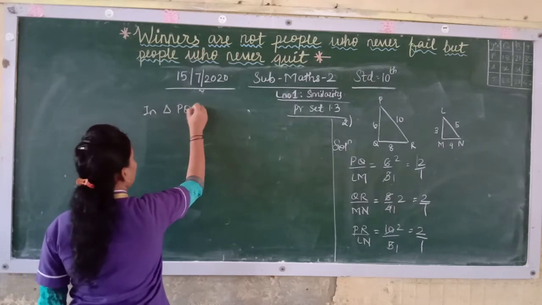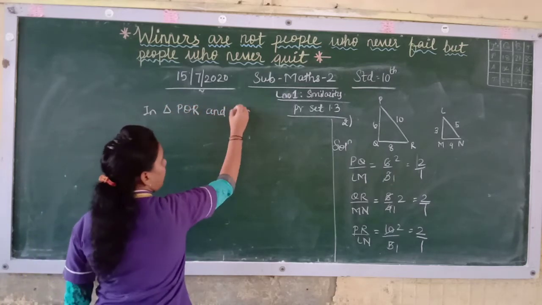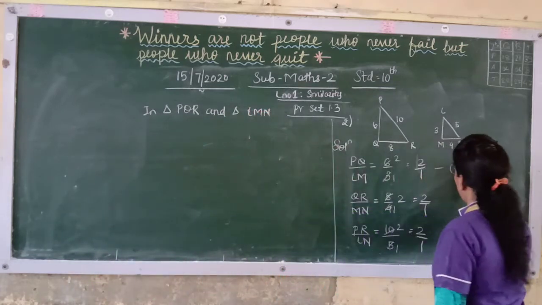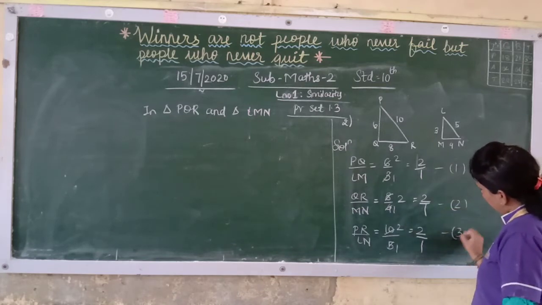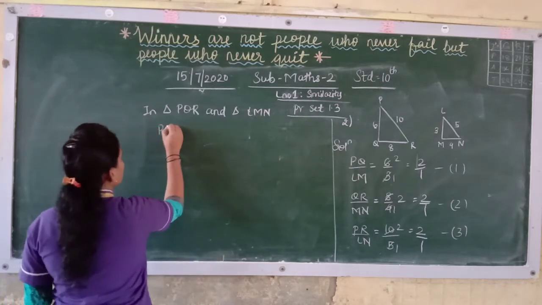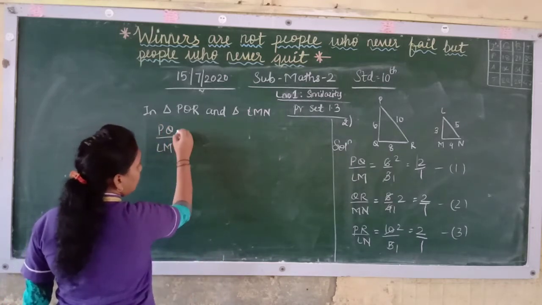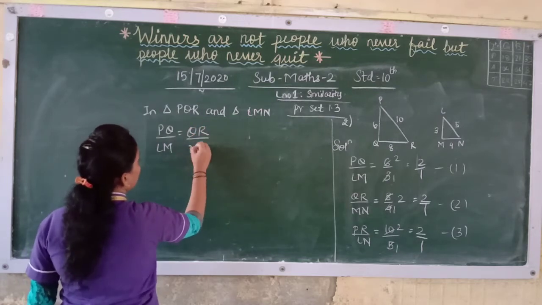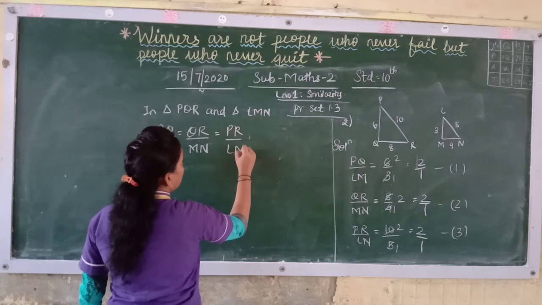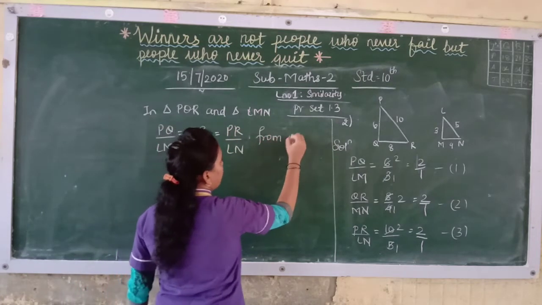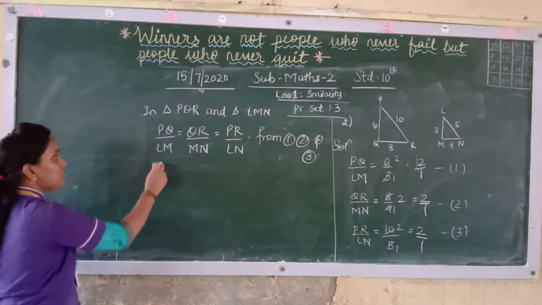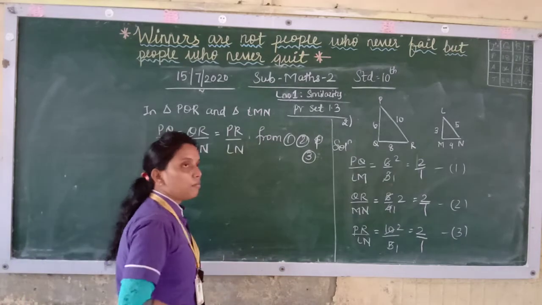Triangle PQR and triangle LMN. So you can give here as 1, 2 and 3. From 1, 2 and 3 we come to know that all three are equal. The sides are in proportion to each other. So here you will write QR upon MN is equal to PR upon LS. Here you can write from 1, 2 and 3. Now see, all three sides have come the same, and you say they are proportionate.